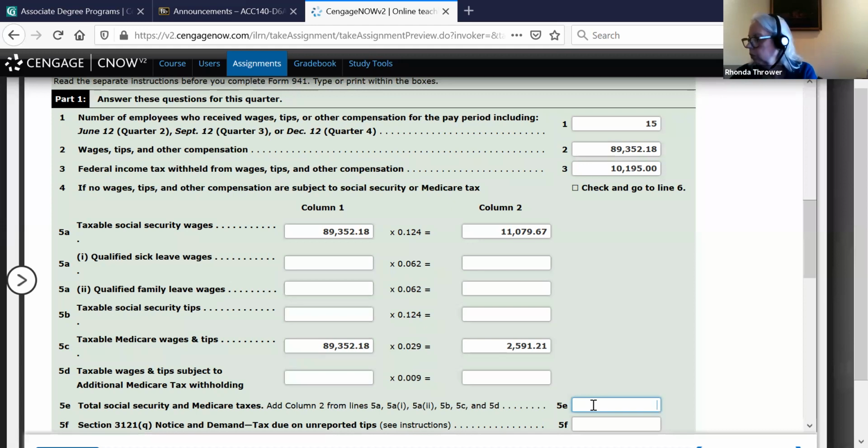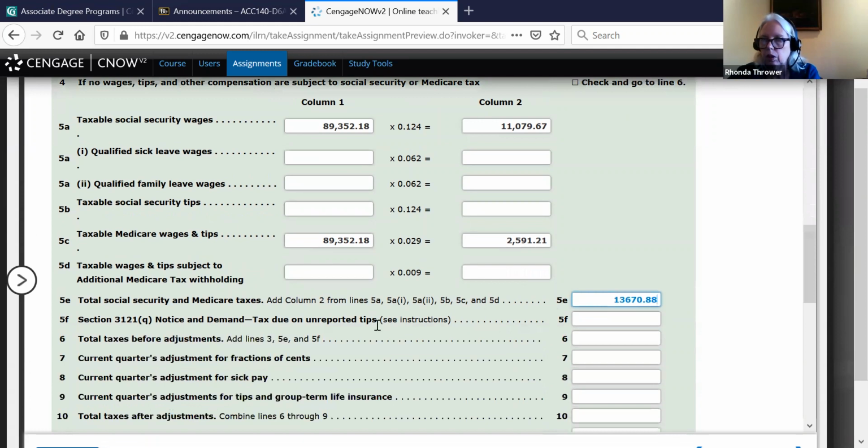So $11,079.67, which was your Social Security, plus your Medicare of $2,591.21, gives you a total of FICA taxes that were withheld of $13,670.88. $13,670.88 will go on line 5E. 5F is section 3121, notice and demand, tax due on unreported tips. We didn't have any tips, so we're going to leave 5F blank.